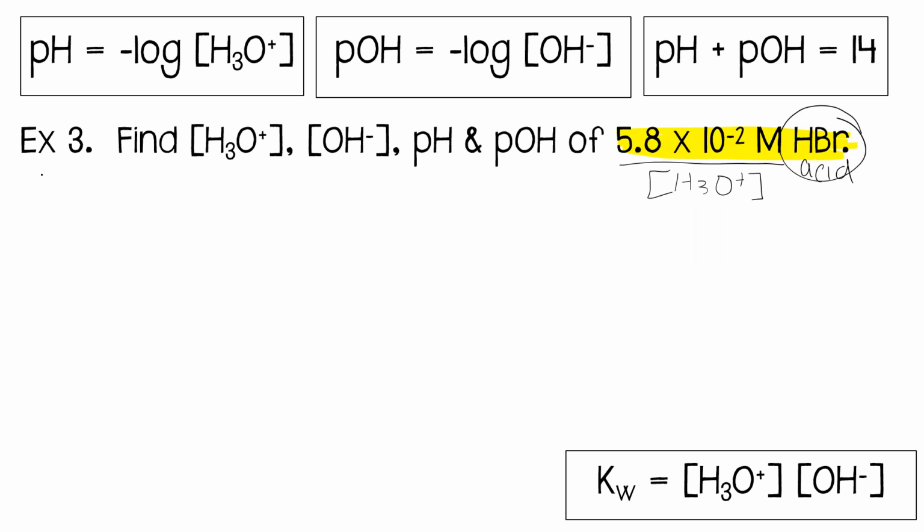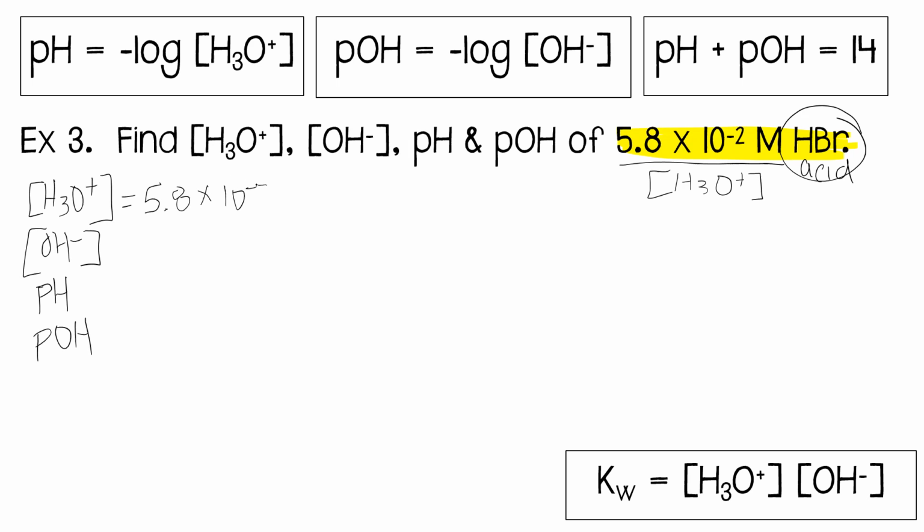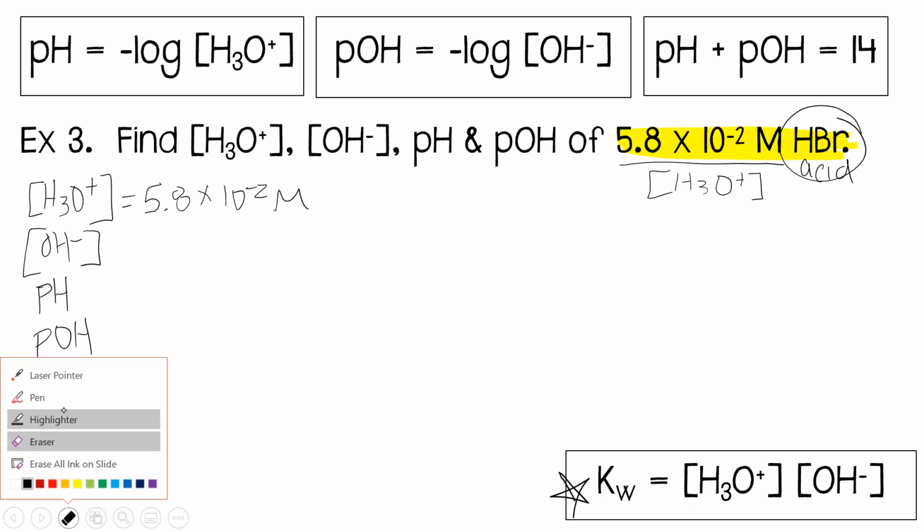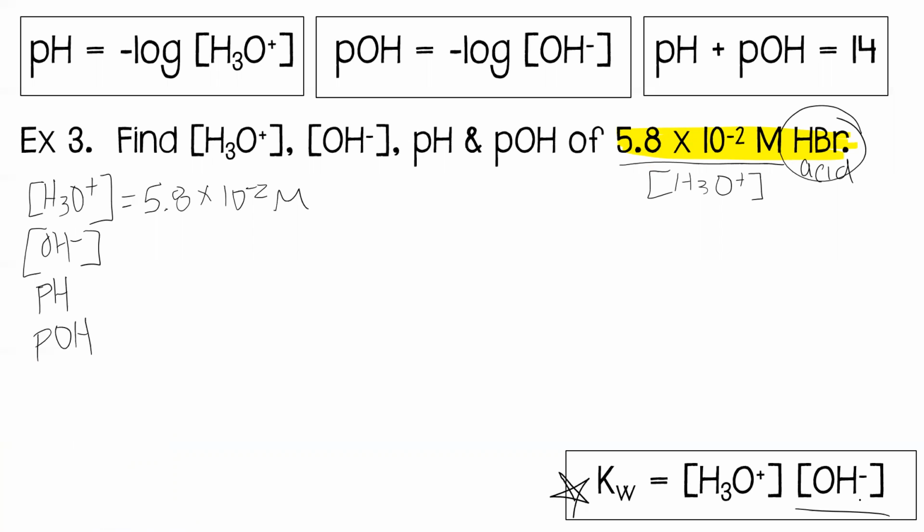So I'm going to make a list over here. And I would actually appreciate if you could make a list so it's very easy to find all 4 of your answers when you're done. So I'm just recopying that molarity into my hydronium ion concentration since it's an acid. So the first thing I have to do is use this Kw equation to find the hydronium. I'm sorry, that's wrong. To find the hydroxide ion concentration. So that's step 1.